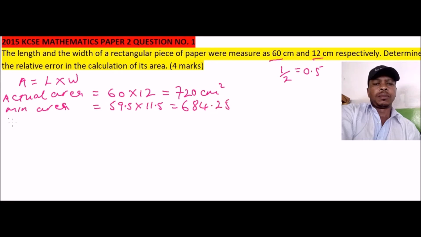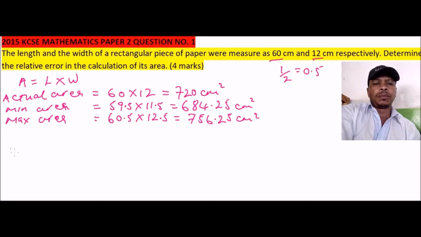Maximum area naye tunaongeza 0.5 kwa our units. Kwa hivyo itakuwa 60.5 tuna multiply na 12.5, na hii itatupatia 756.25. Na hii ni centimeter squared. But kishapata maximum and minimum area, to get error we are required to get the relative error.